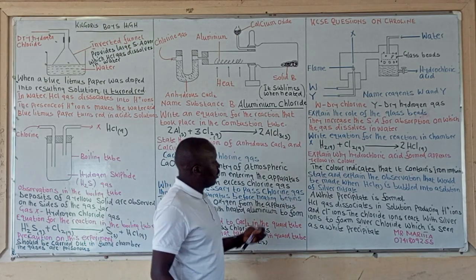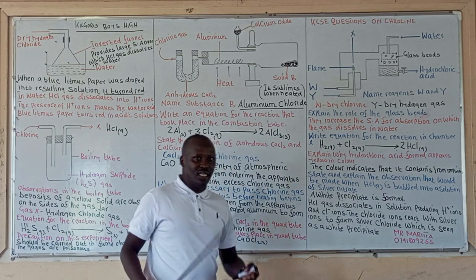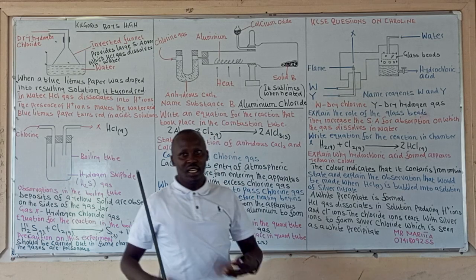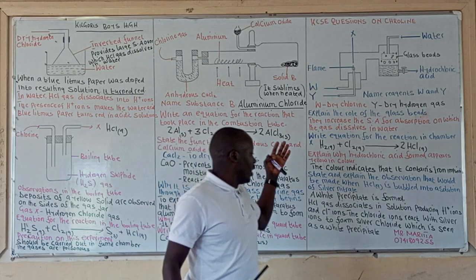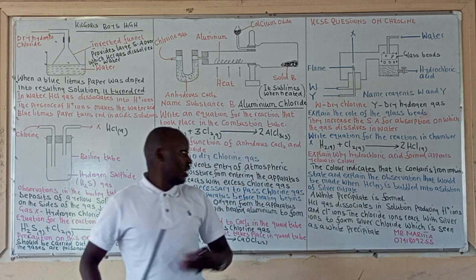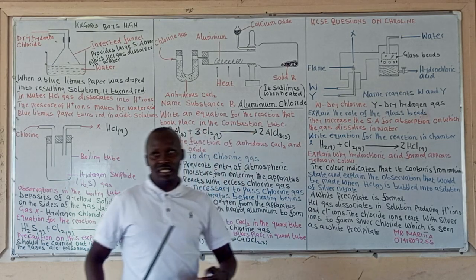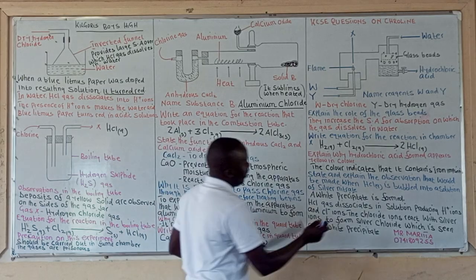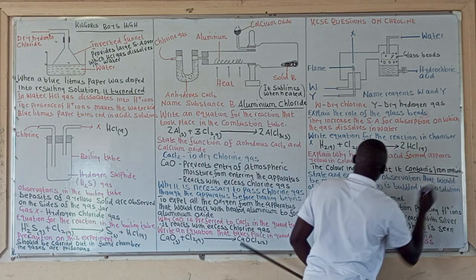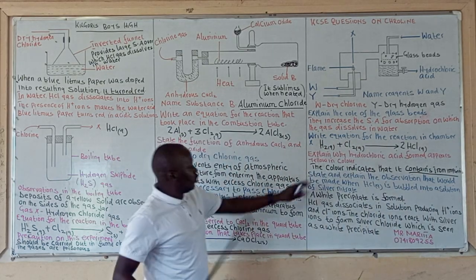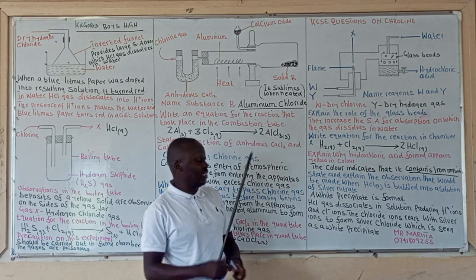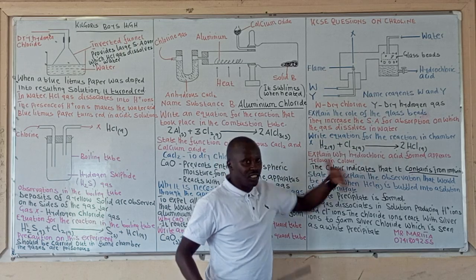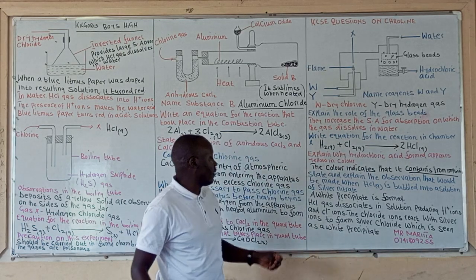Explain why the hydrochloric acid formed appears yellow in color. The yellow color indicates that it contains iron impurities. So if you are asked to give the reason why the hydrochloric acid formed appears yellow in color, the color indicates that the hydrochloric acid contains iron impurities.